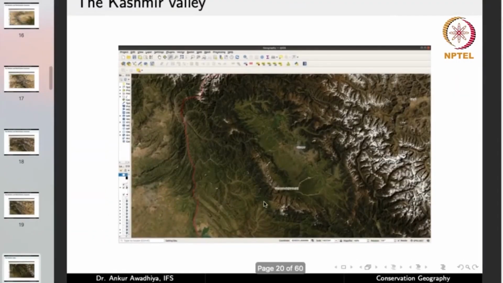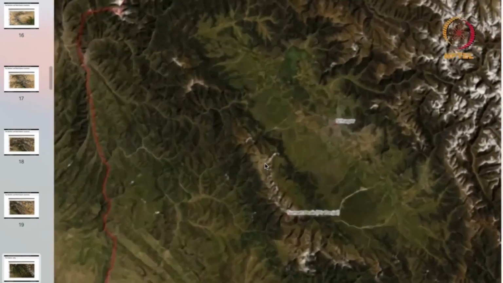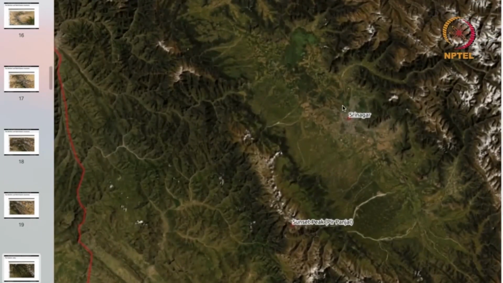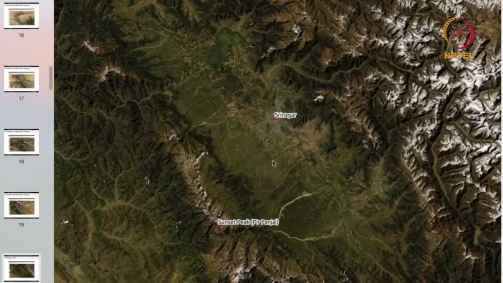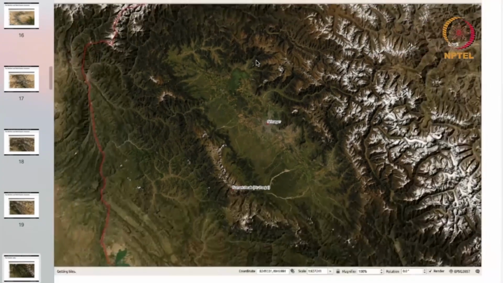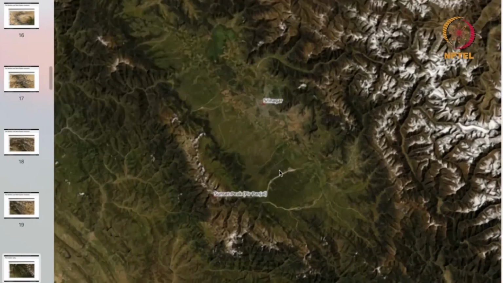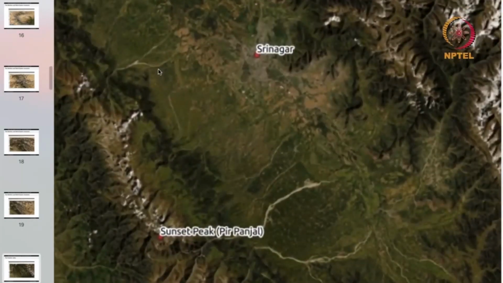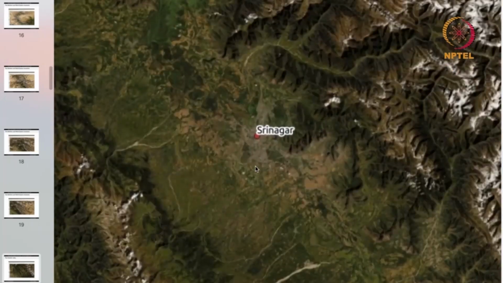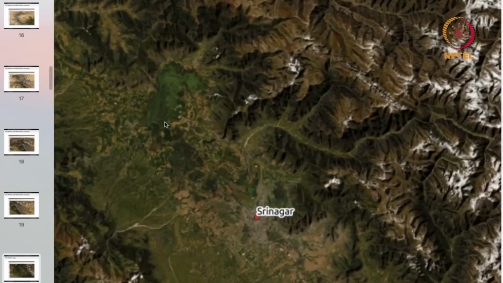and this is an enlarged image of the Kashmir Valley. So here you can observe that we have the Kashmir Valley between these two hills, and this is more or less a flat area, and in this area we have lots of drainage, and we also have the lake.